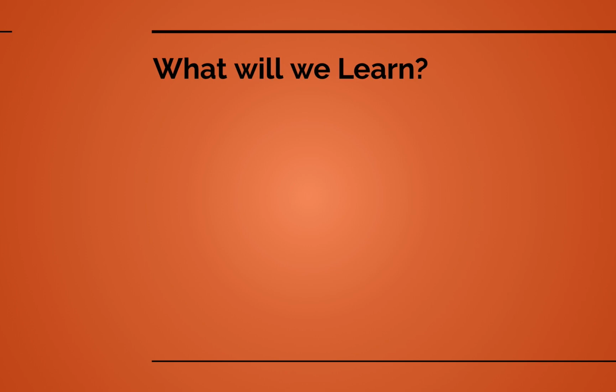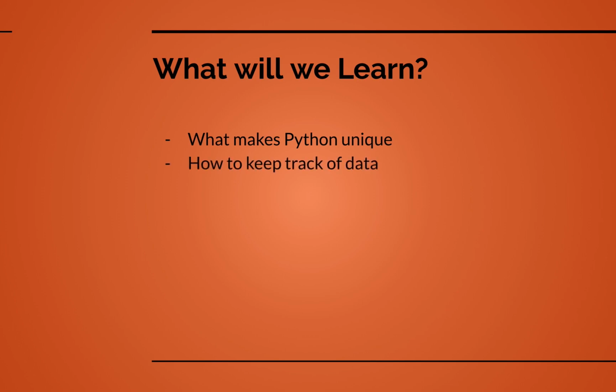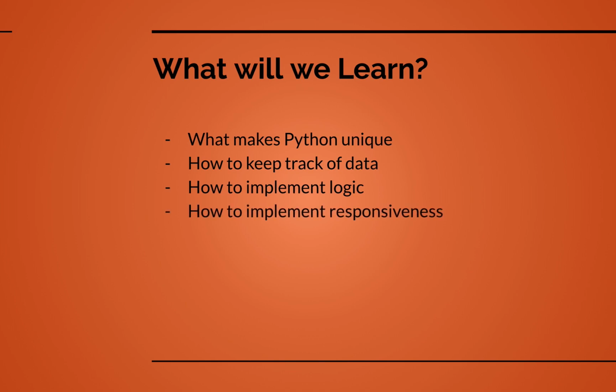What are we going to be learning as general topics? We'll start with what makes Python unique. I think it's a good idea to figure out why we want to learn the language that we're going to be learning, so we'll be talking about what makes Python great. Then we'll learn how to keep track of data, typically through various types of variables, arrays, and of course modifying them through operations. Then talk about how to implement logic. This will be done through if statements, while and for loops. Then we'll talk about how to implement responsiveness, and this will be done through the use of functions. And finally, how to create data structures through the use of classes and objects.